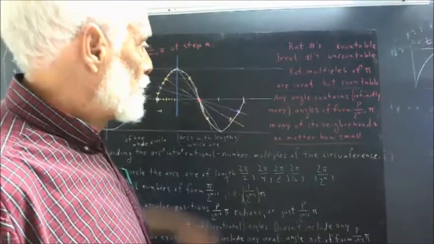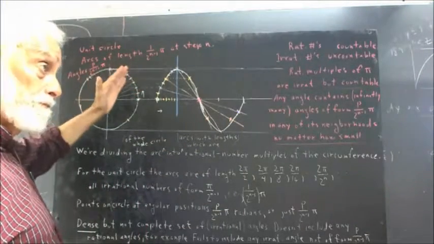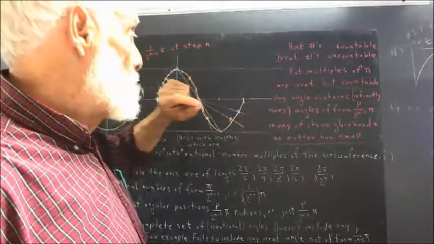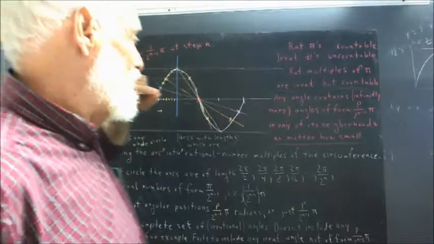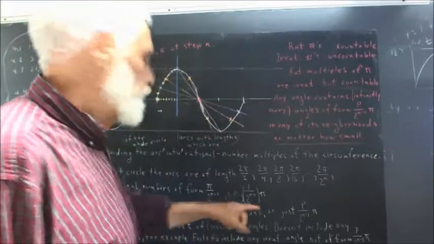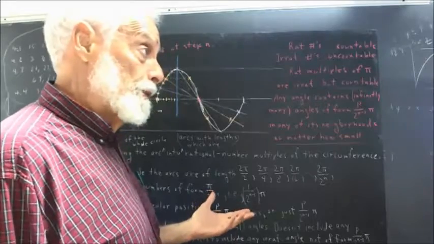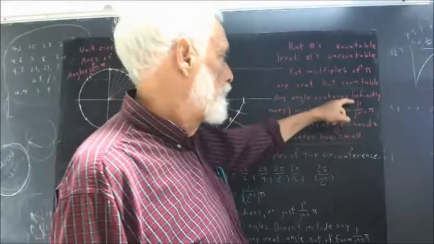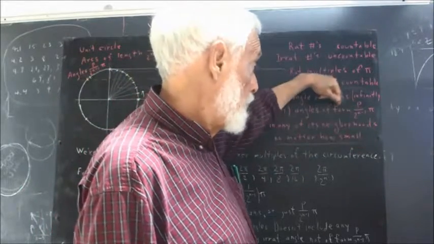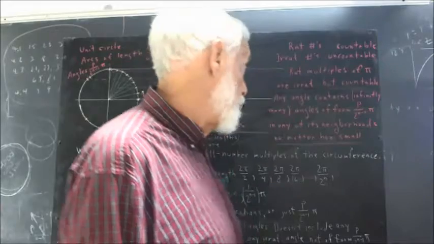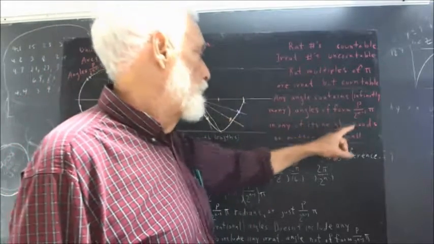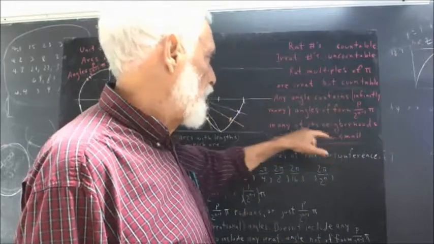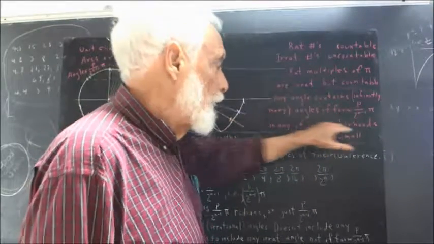Another statement, any angle that we want to talk about on this circle, it's either one of the angles that can be constructed or it isn't. Even if it isn't, it contains infinitely many angles that are constructible, infinitely many angles of the form p over 2 to the n minus 1 pi in any of its neighborhoods, no matter how small. What do I mean by neighborhood? First of all, its neighborhoods. That means whatever the angle is, some neighborhood of that angle.